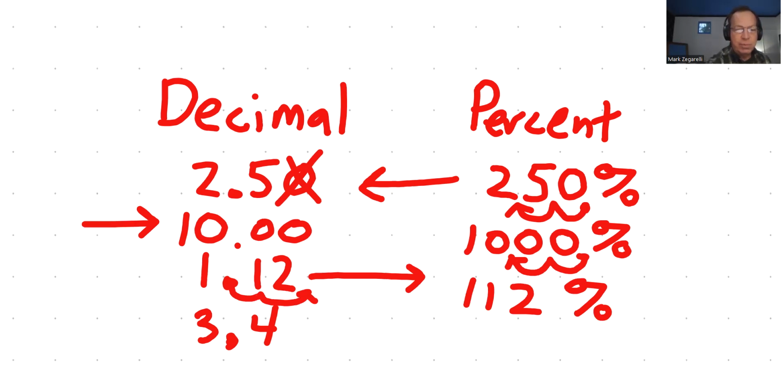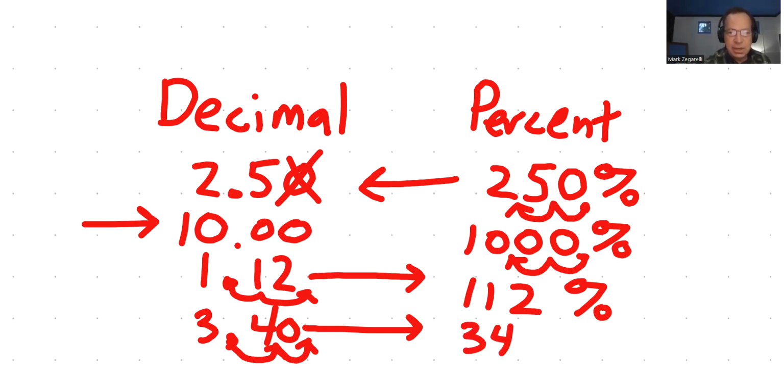Same thing is true of 3.4. Again, now I would move it one place to the right, but then I would need to add a filler 0 in order to have one more decimal place. As you can see, that 0 was needed just for the operation, but then of course it has to be here, 340%. So 3.4 is 340%.